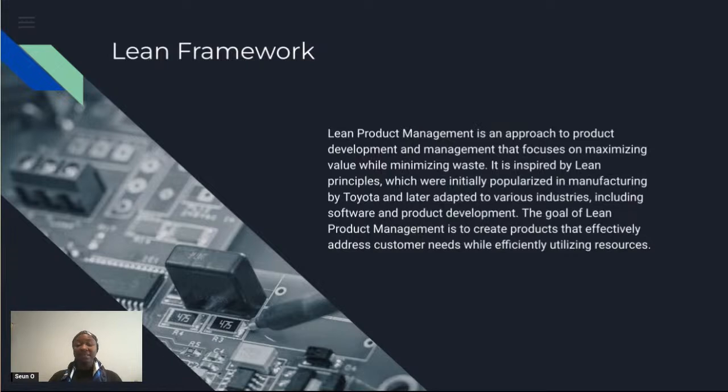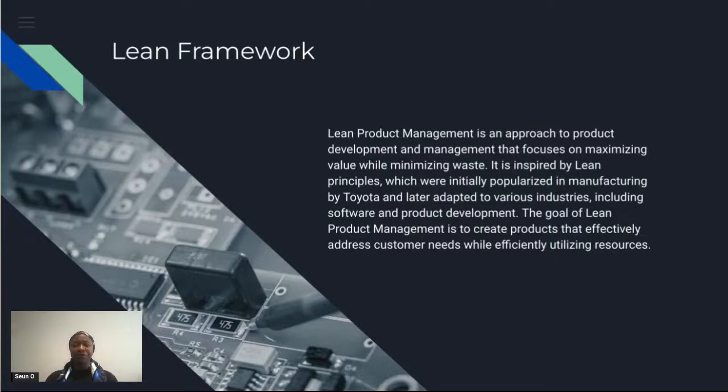So, Lean product management is basically an approach to product development and management that focuses on maximizing value while minimizing waste. It is inspired by Lean principles, which were initially popularized in manufacturing by Toyota and later adapted to various industries, including software and product development. The goal of Lean product management is to create products that effectively address customers' needs while efficiently utilizing resources.